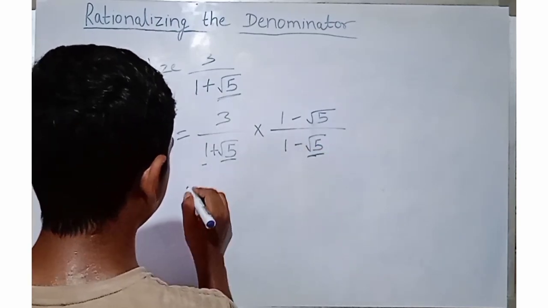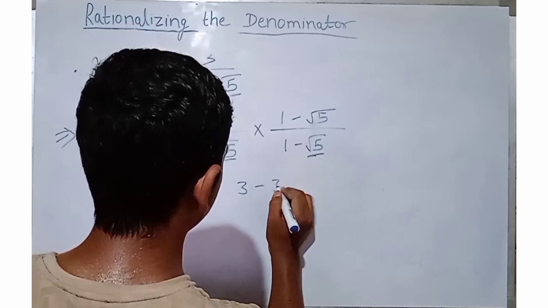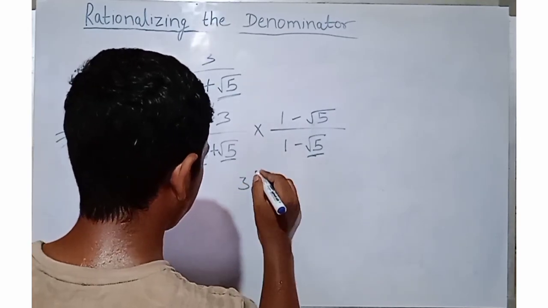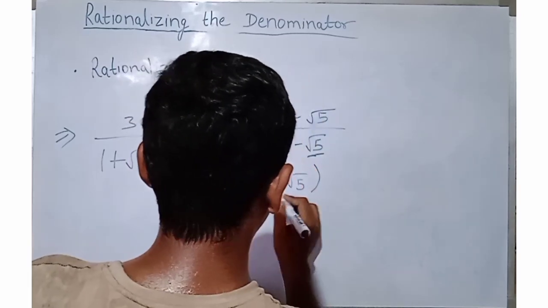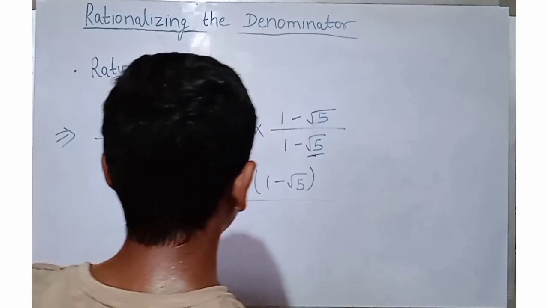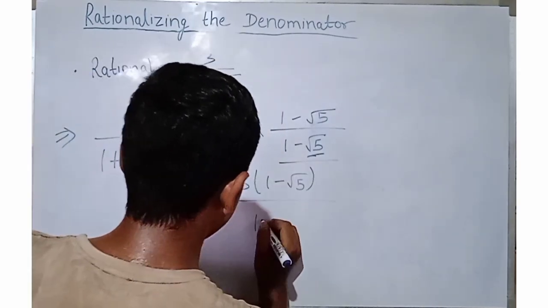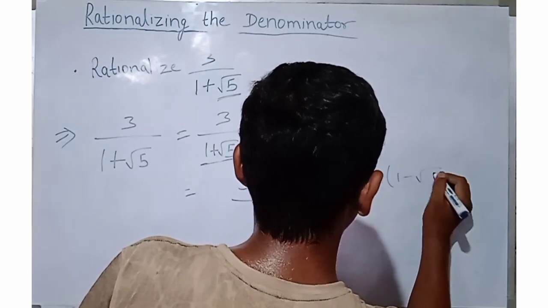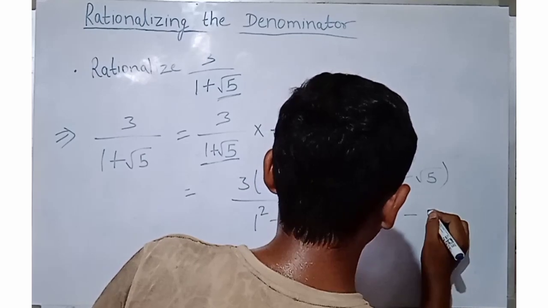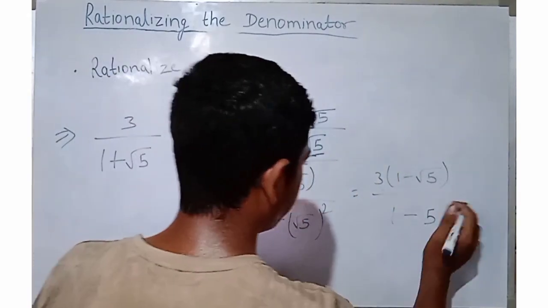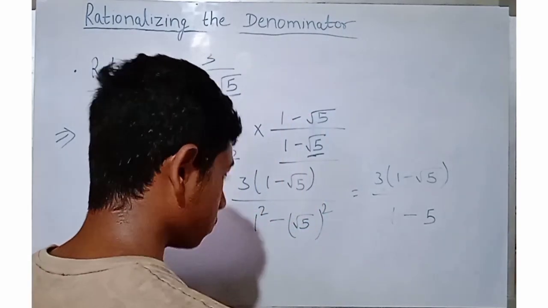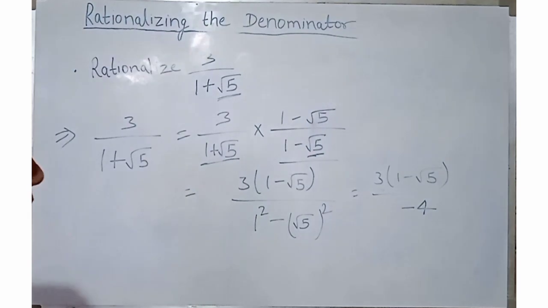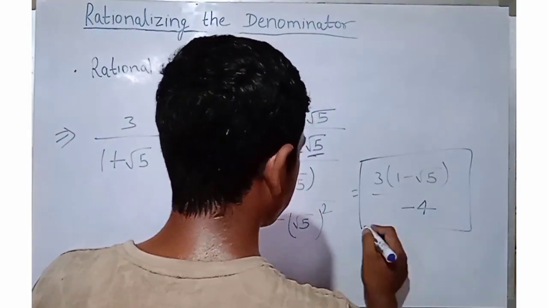So see here, the numerator will be 3 minus 3 root 5, or say 3 into 1 minus root 5. And in the denominator, a plus b times a minus b will be a square minus b square. So it will be 3 into 1 minus root 5 by 1 minus 5, and 1 minus 5 is minus 4. I have written it directly; you can do one step more. So it will be minus 4. This is how we rationalize.